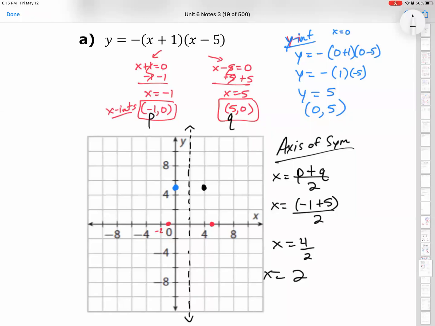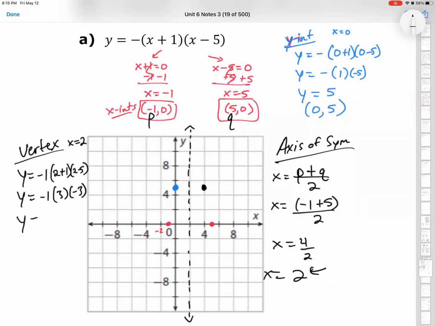And then lastly, we can also have the vertex. So we know the x value from our axis of symmetry. So if I want to find the vertex, I know x is 2. I would just simply dump that in. So y equals -1 times (2 plus 1) times (2 minus 5). So y equals -1 times 3 times -3.